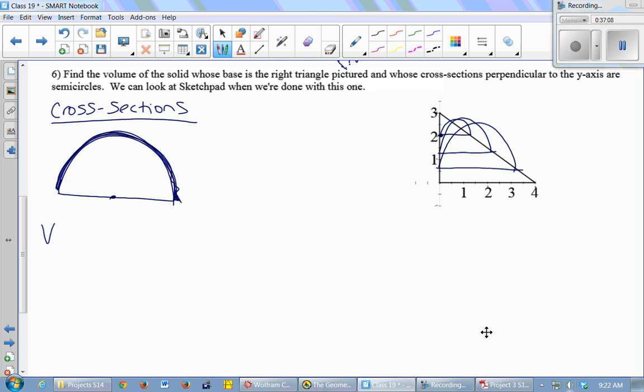And the volume of my cross section for a semicircle is always going to be pi r squared over 2. Semicircle. So the question is, what is the radius of this thing? We're in the xy plane, so we should deal with x's and y's as our variables. When I create these semicircular disks, and they're going to have some amount of width here, which variable is going to represent the width of that semicircle? Delta y.